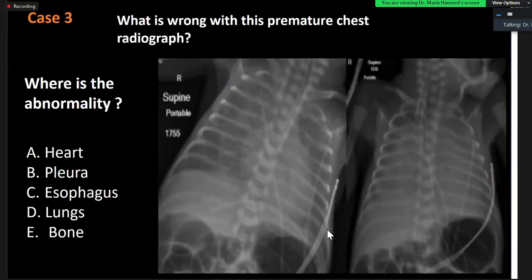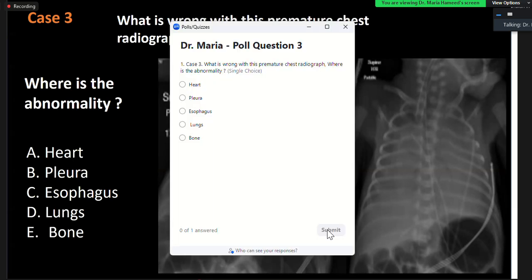So this is my case number 3. Here again, you have a set of images. What is wrong with this premature neonate? Where is the abnormality? So let's activate the poll.